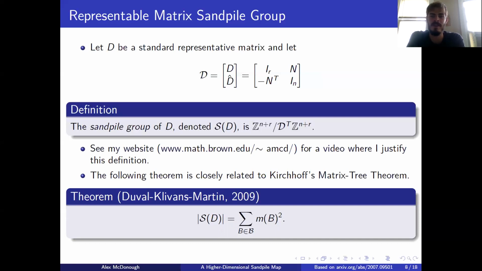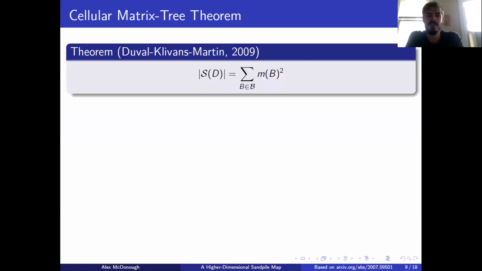They had a different form of it, and there's a little bit of added generality because they deal with the case where you might not have a multiplicity one basis. But if you convert everything to the matrix version, then it ends up looking like this. And this is called the Cellular Matrix-Tree Theorem because they were dealing with cellular complexes. And if you want to know how this is related, what you can do is take the boundary map of a cell complex with an arbitrary orientation and convert it to a standard representative matrix, and then you get the same sandpile group that they were talking about.